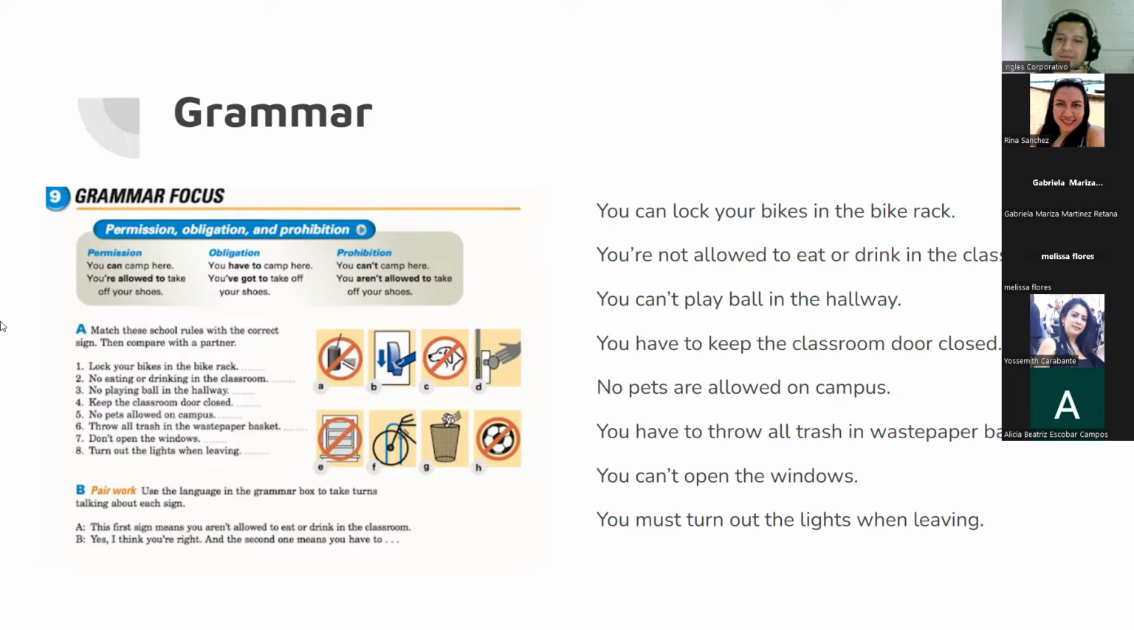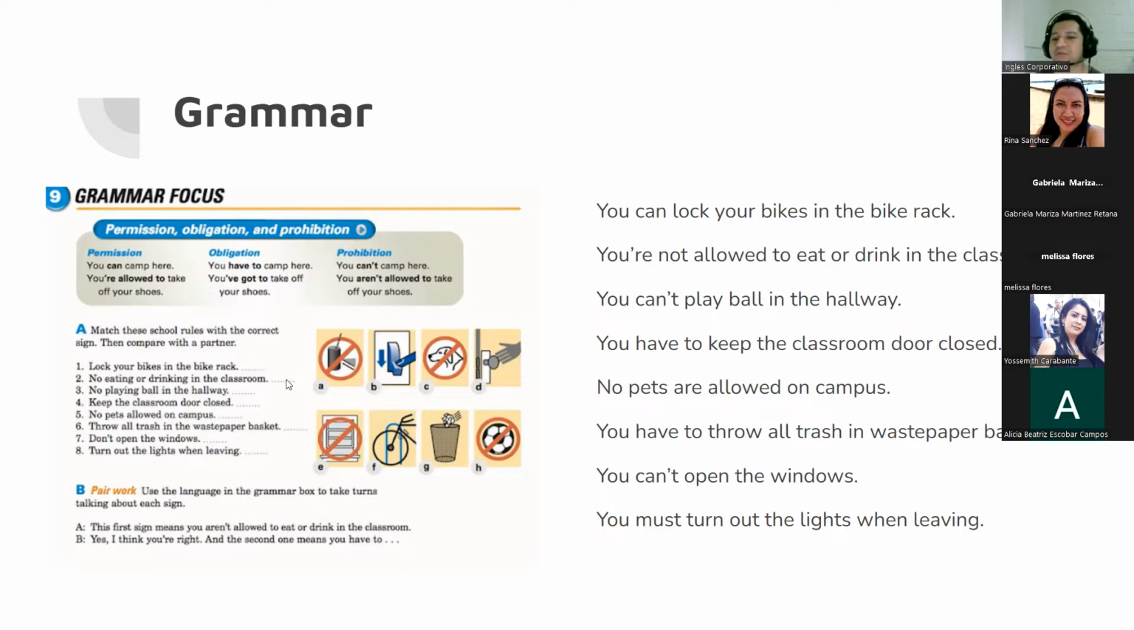But we have more rules here, okay? They are similar to the ones that we watched before. For example, you can lock your bags in the bike rack. You are not allowed to eat or drink in the class. You can play ball in the hallway. You have to keep the classroom door closed. No pets are allowed on campus. You have to throw all trash in the waste paper bag. You can open the windows, and also you must turn out the lights when leaving.